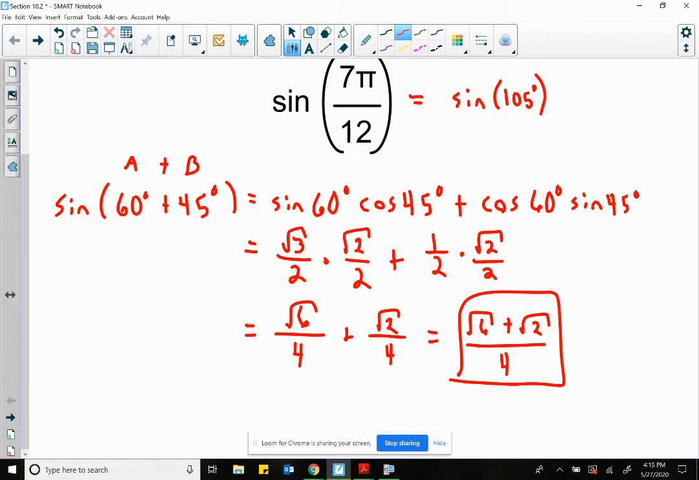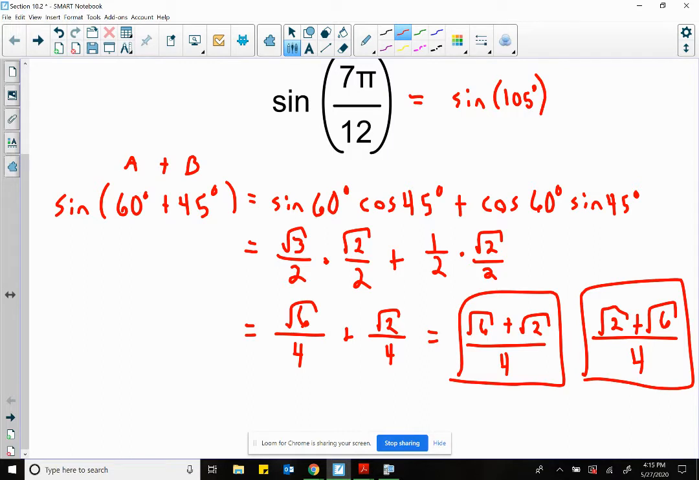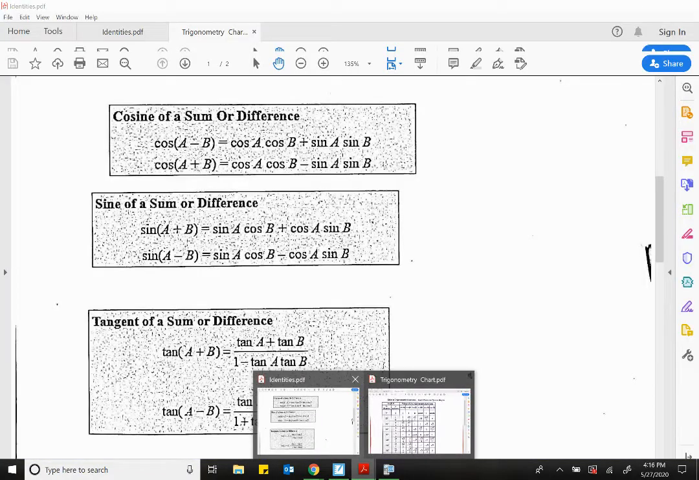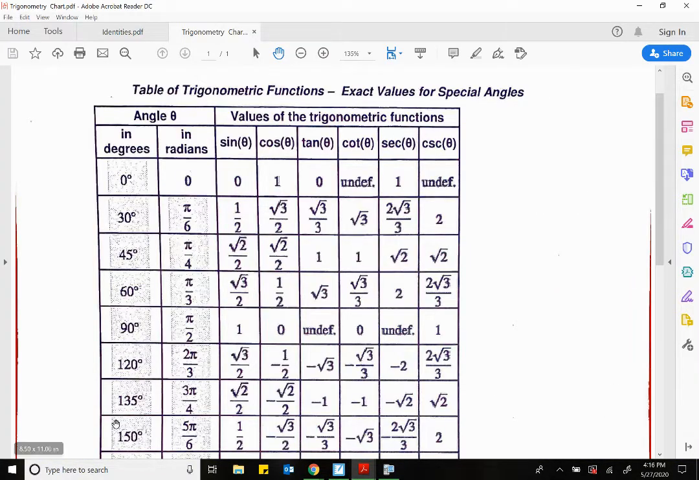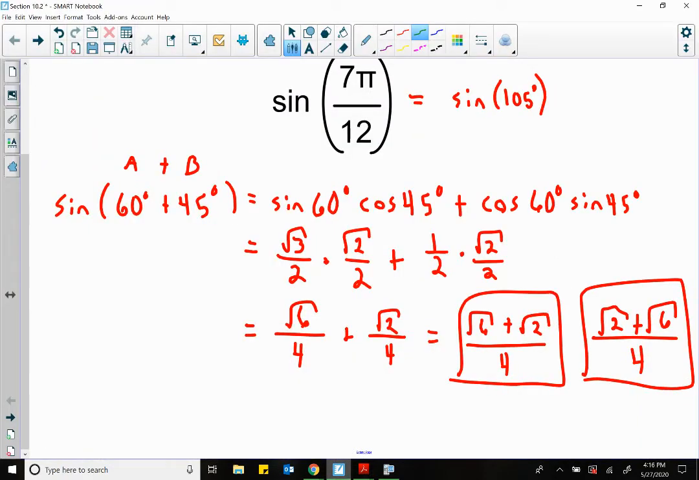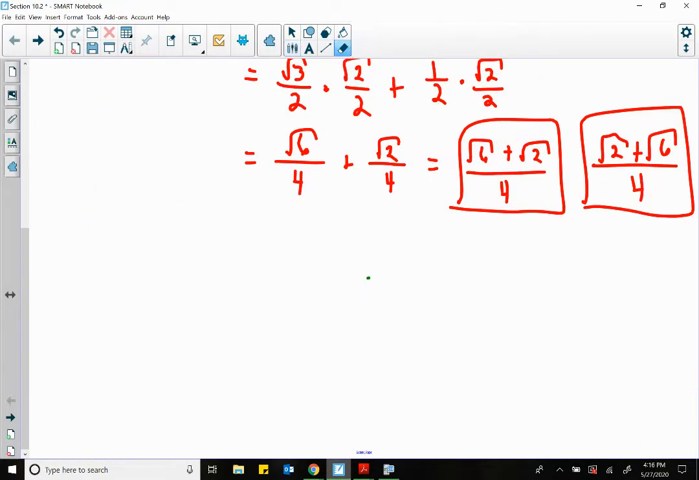You could also have, and again, this is not wrong, the square root of 2 plus the square root of 6 all over 4. That is just as fine as well. Okay? So let's do a different version. Let's do the subtraction, because some people might see subtraction. So I said earlier that 150 minus 45 is 105. Okay? So let's come back to this. Expand my page a little bit.